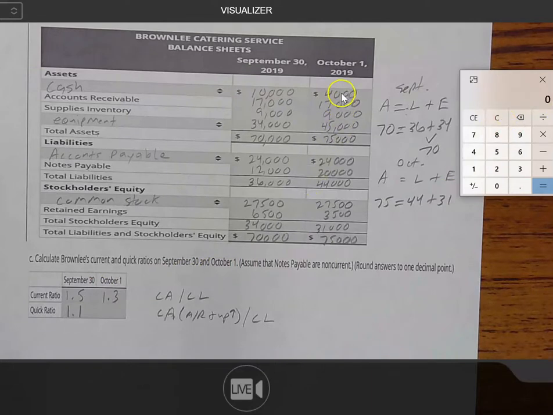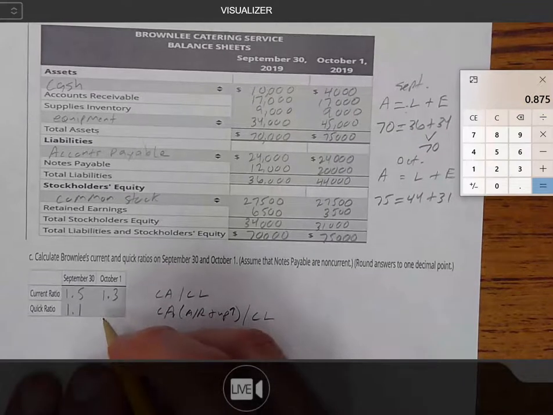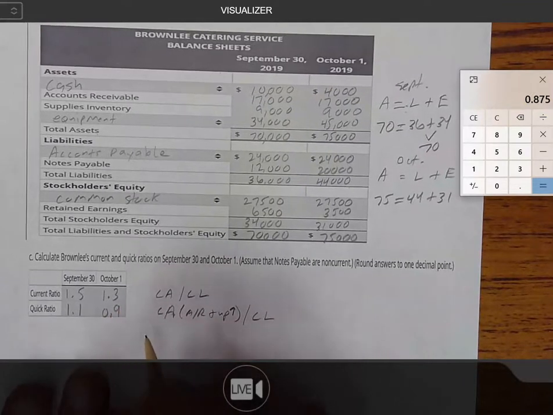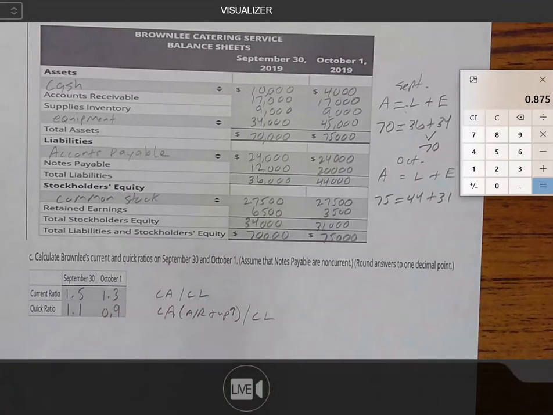And then we're going to take just these two assets, cash and accounts receivable, 21,000 in total, divided by the same accounts payable current liability of 24,000. That's going to give us 0.875, so the 7 would go up, and so we would have 0.9. And that's how we would calculate those ratios.